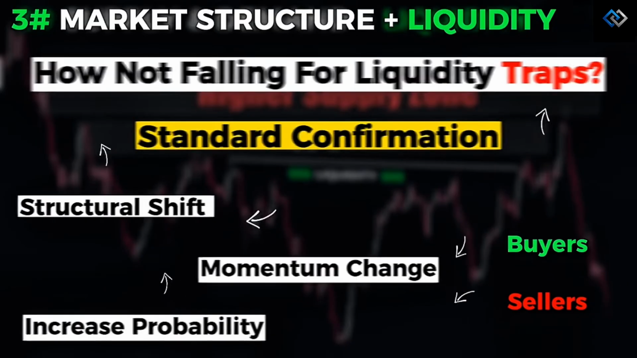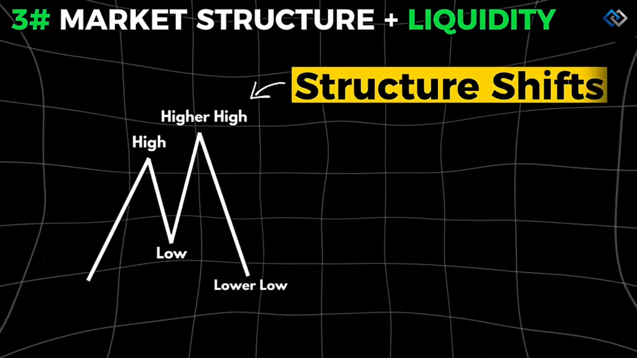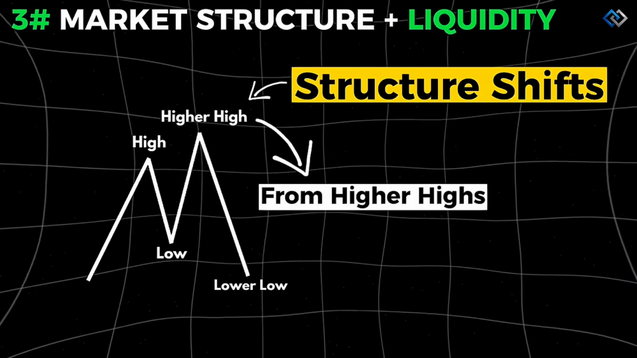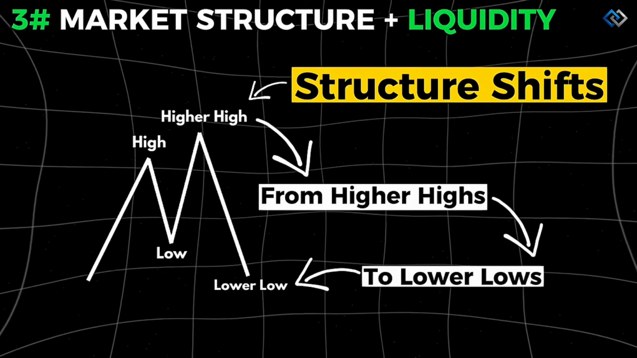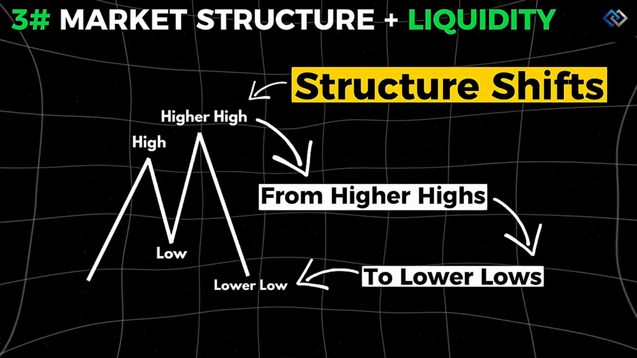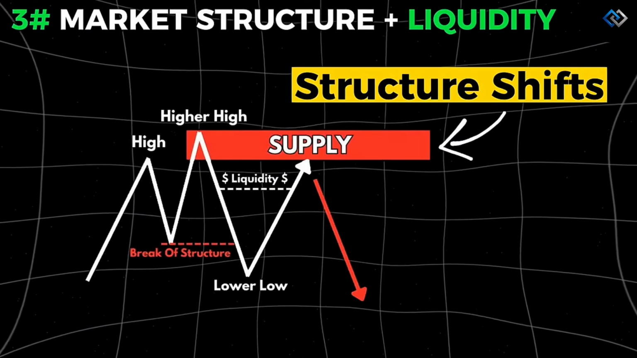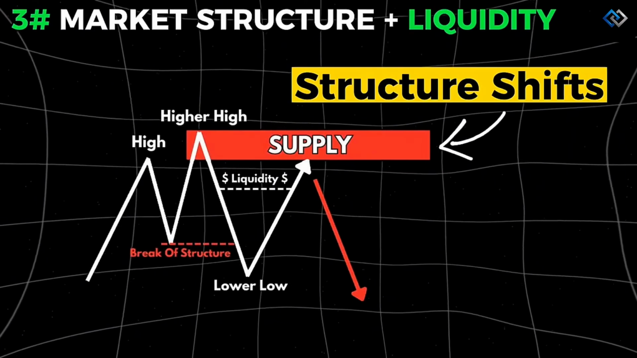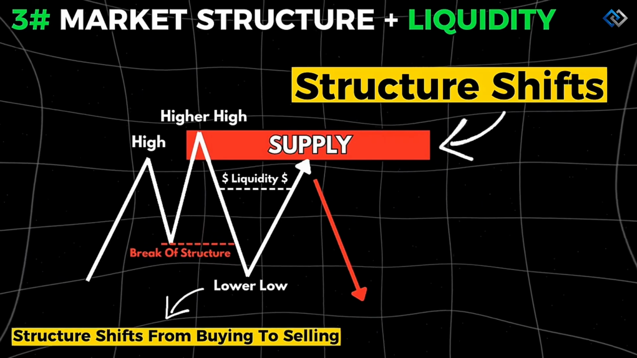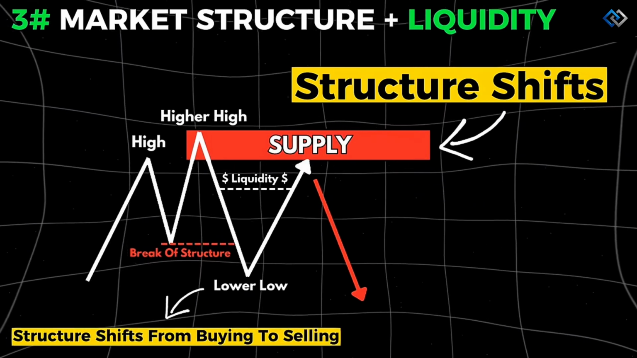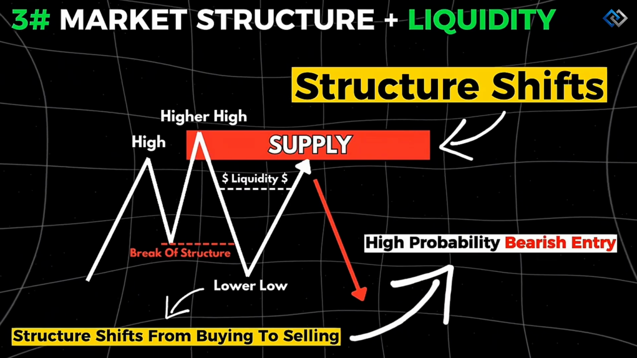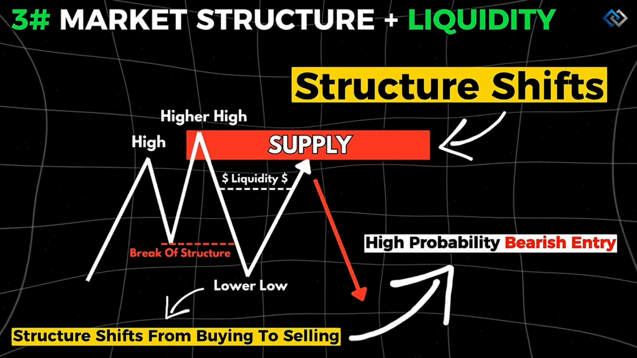Here's how it works. A standard confirmation occurs when the market transitions from a series of higher highs and higher lows, an uptrend, to making a lower low, signaling that selling pressure has taken control. After that shift, we look for a retracement into the newly formed lower high to execute our sell. That lower low is key. It represents a clear change in control from buying to selling. Once it's established, any pullback that follows offers a high probability entry point to join the new trend direction.